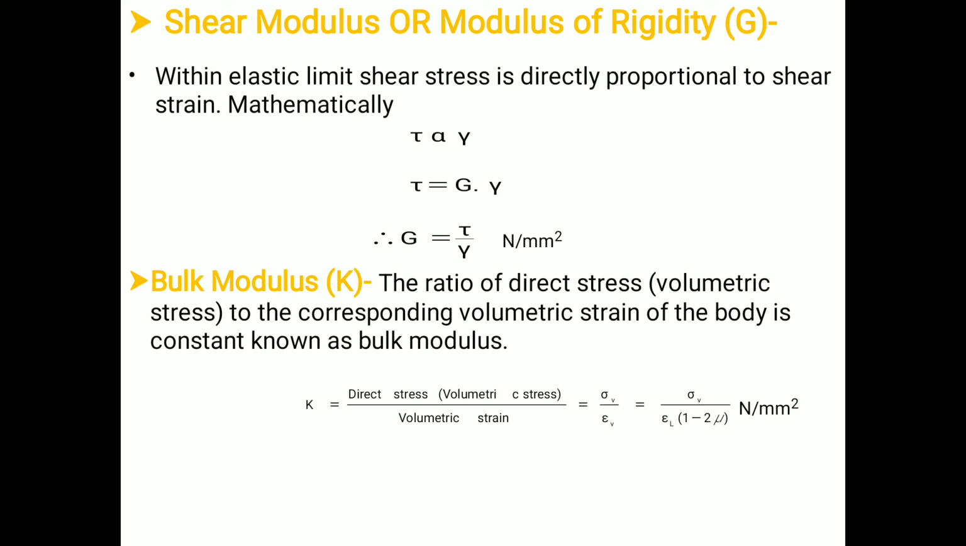Now we have to remove the proportionality constant. After removing it, we have tau equal to G into gamma, where G is the modulus of rigidity or shear modulus. Therefore, G is equal to tau upon gamma, in Newton per mm square, which means it has the same unit as stress. Therefore, modulus of rigidity or shear modulus is the ratio of shear stress to the shear strain.